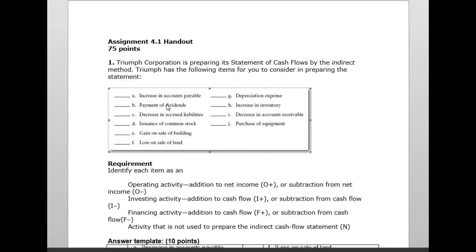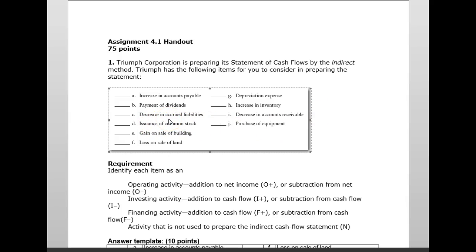So if this is an increase in accounts payable, look at your text and see what it says. Payment of dividend. Okay, dividends are financing, right? So if I'm paying something out, I'm decreasing my capital, or my capital also, but my cash. It's a use of cash.